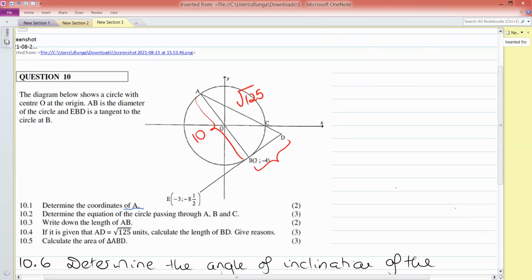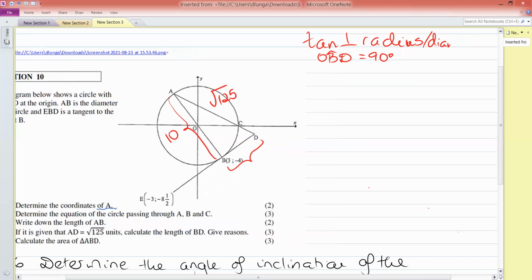Pythagoras. Yes, but before we say Pythagoras, we need another reason. Line from diameter perpendicular to the tangent. So the reason is tan perpendicular to radius. That's how we know that OBD is equal to 90 degrees. Instead of writing radius there, you could have also written diameter. So tan perpendicular to radius or tan perpendicular to your diameter. That's the first thing. You have to state this before you state Pythagoras. Now we can use Pythagoras, right?